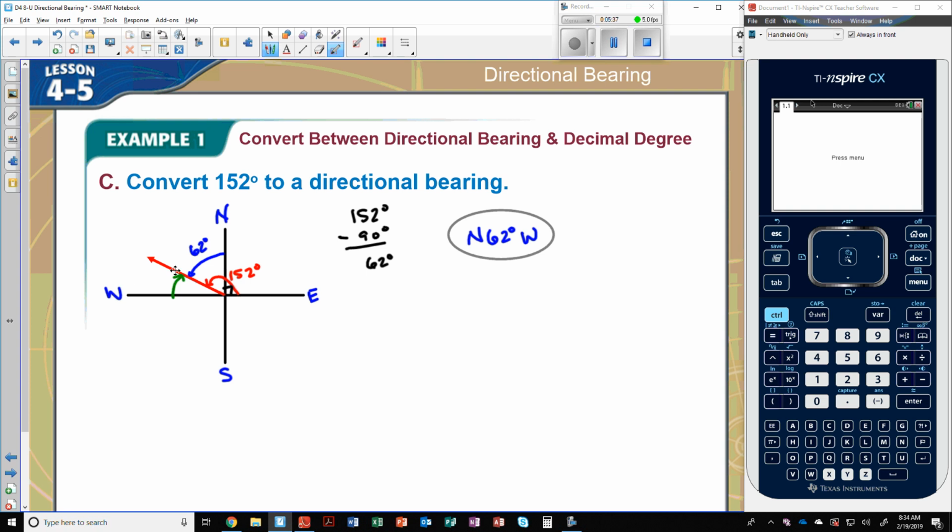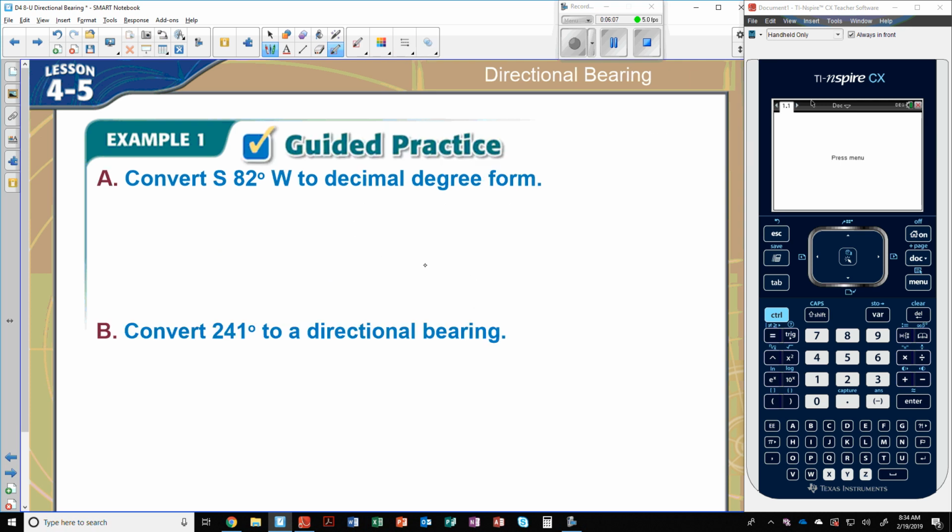Now you could also write it from this way. Since this also makes up 90 degrees, I could take my 90 and subtract 62, and you find out this is 28 degrees. So I could also write the green as west 28 degrees to the north, starting from the west. This would be our other answer. Now I have some for you to try.